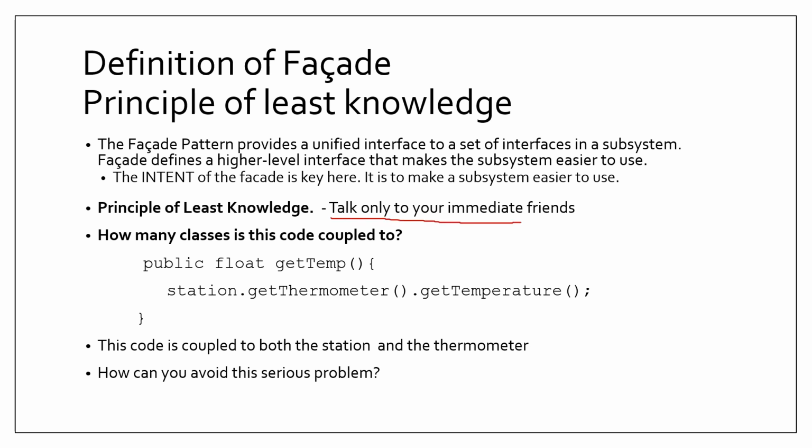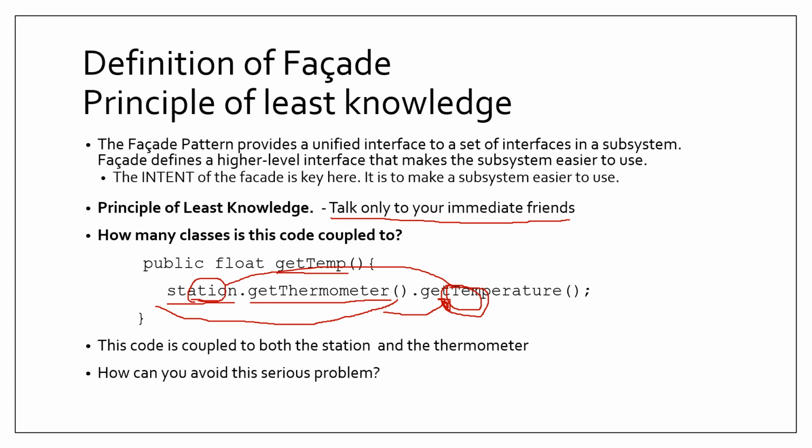Talk only to your immediate friends. In this particular method called getTemp, we have a station object, and we ask the station object to get the thermometer. And when we do that, we're returned a thermometer object, which we then can call getTemperature on. And we've all written code like this. I know I have many, many times. In fact, in my dungeon game, I recently put this code in. As I was writing it, I realized, I've got to change this. I can't have it this way. Because what this does is it binds the station code to the getTemperature code.